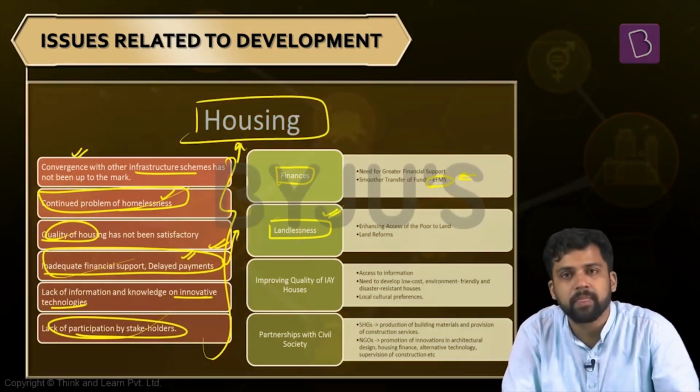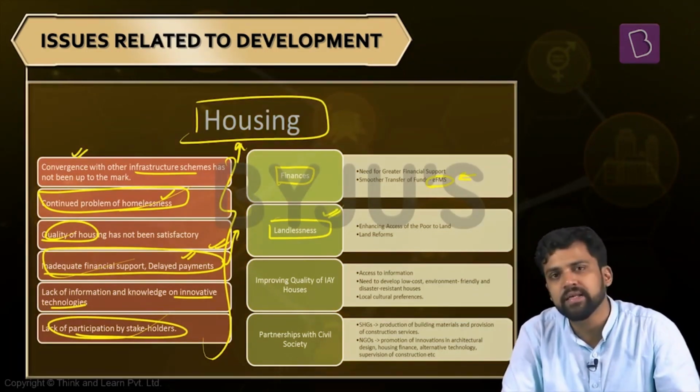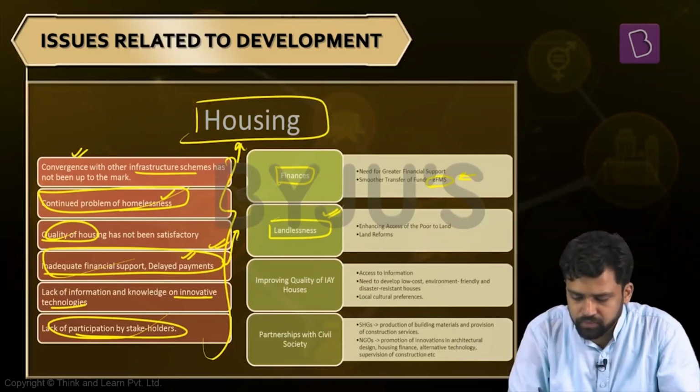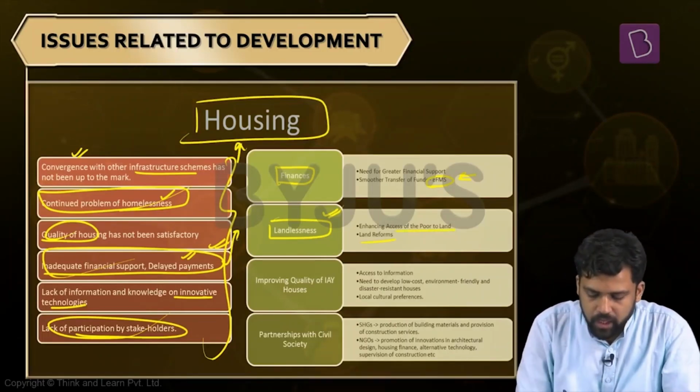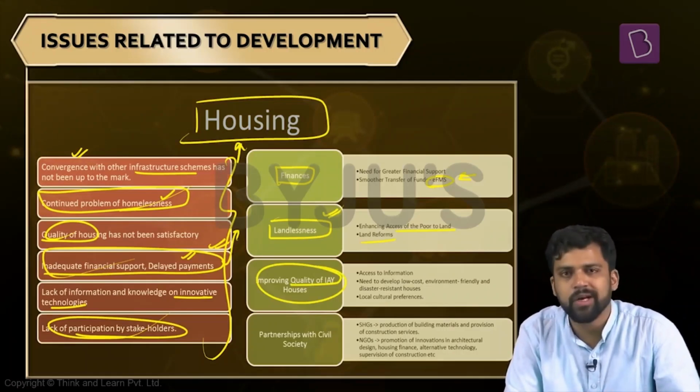Another issue we face is the issue of landlessness. We need to have schemes and mechanisms in place which can increase the poor's access to land. Land reforms, we might consider that. How do we improve the quality of houses? See, for improving quality, one factor is we need to have payment on time. Apart from that, we need to have access to information.